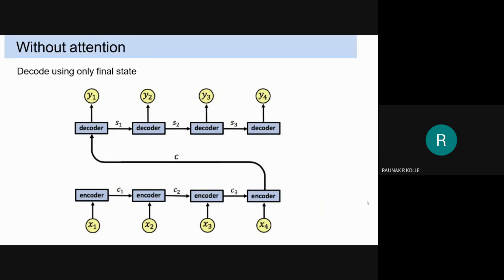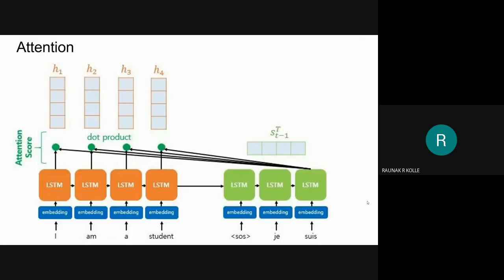In the model which we saw in the encoder-decoder, four encoders and four decoders were present, and the inputs x1, x2, x3, and x4 were given respectively to the four encoders, and y1, y2, y3, y4 was the output generated from the four decoders. This decoding was done using only the final state. In attention, the score is generated from an LSTM.